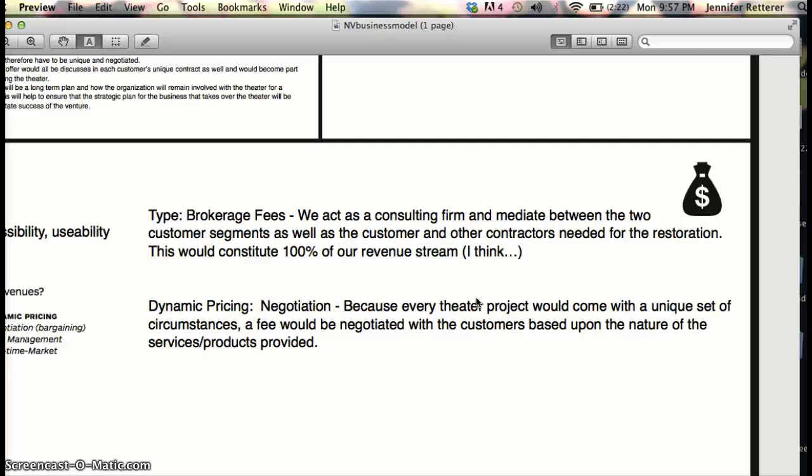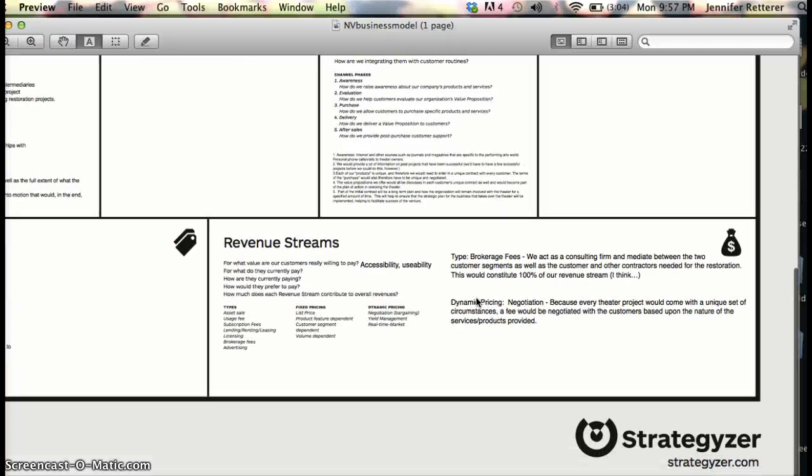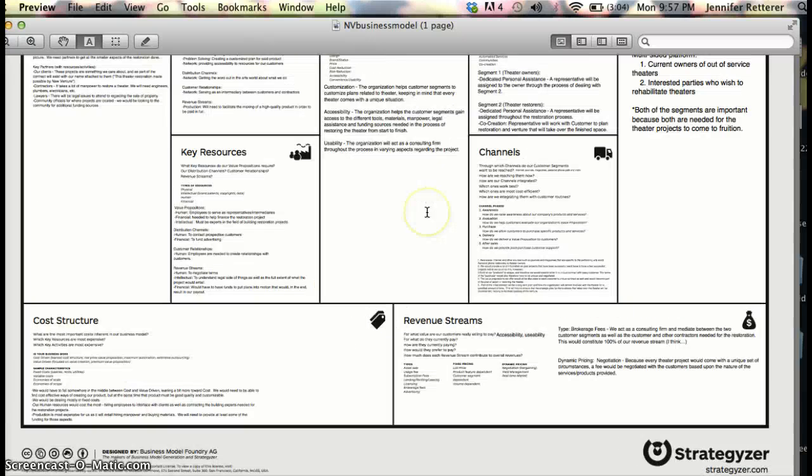I think that this part was a little tough for me because I'm not 100% sure how it would work yet. I also think that we would have dynamic pricing, and it would have to do with negotiation because every theater project comes with a unique set of circumstances. The fee would be negotiated based on those circumstances and the nature of the services that the customer would need from us. Our key resources.